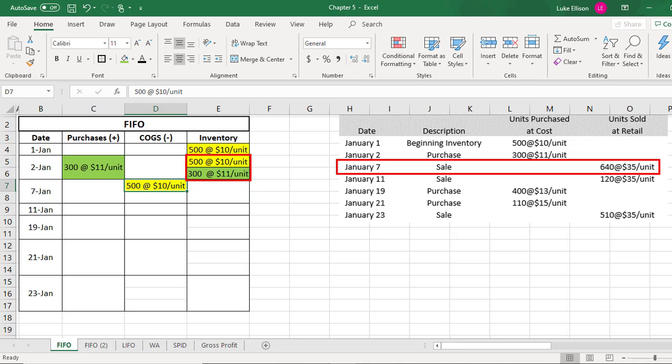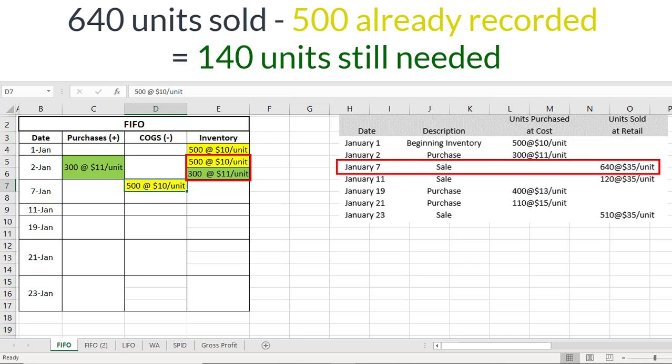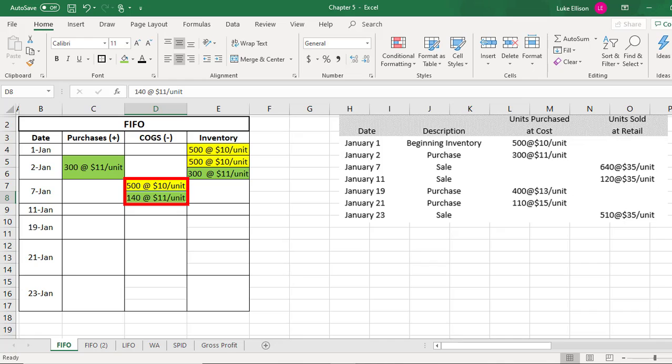The question is, how many units do we need? Well, 640 units total sold, minus the 500 yellow units we already recorded equals 140 green units sold. So that's what we can record in this box. Remember, the total of all units in the cost of goods sold column for one particular date must add up to the total number of units sold on that date. So in this case, 500 plus 140 equals 640, so we are good to go.